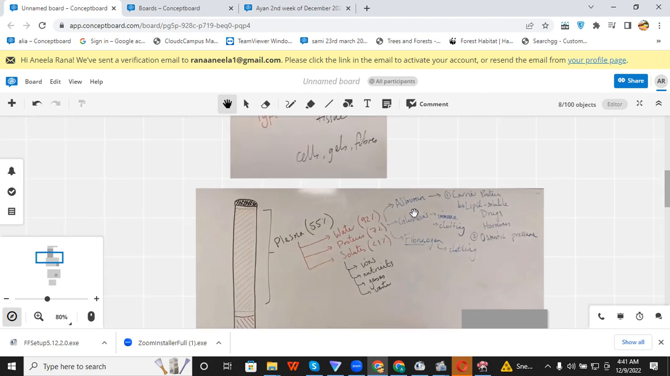Next is the inside of the protein. There are basically three types of protein present in plasma.